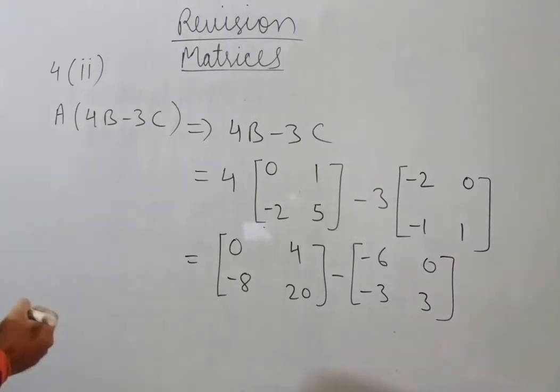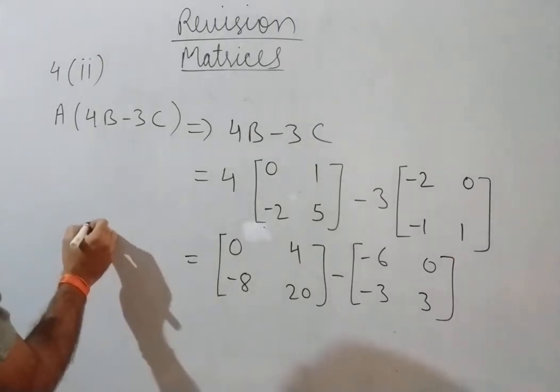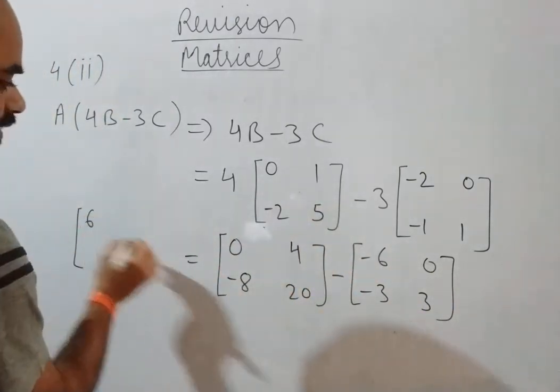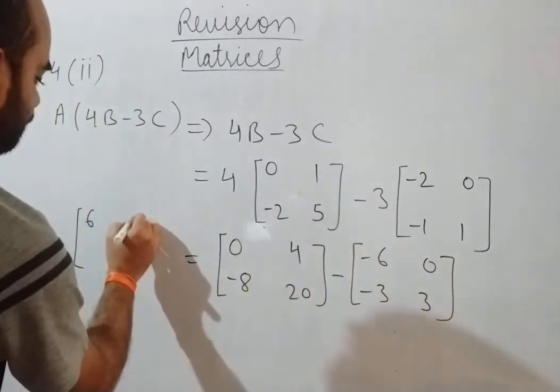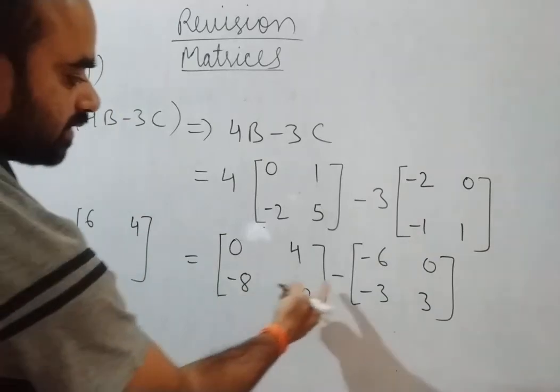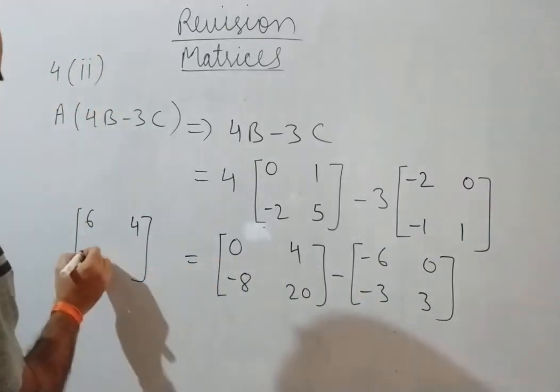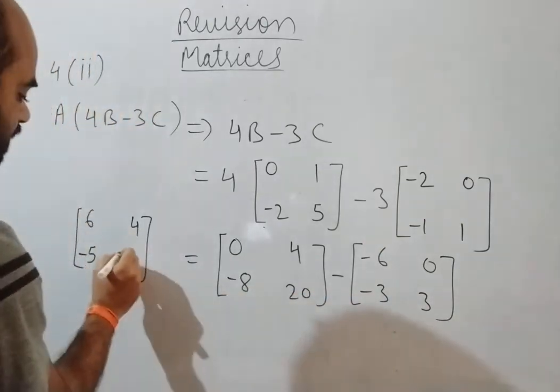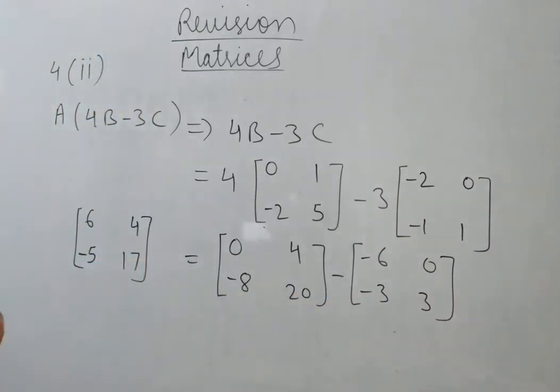So finally this matrix will be, here I am writing 0 minus minus 6, that is plus 6; 4 minus 0, 4; minus 8 plus 3, that is minus 5; 20 minus 3, that is 17. Correct?